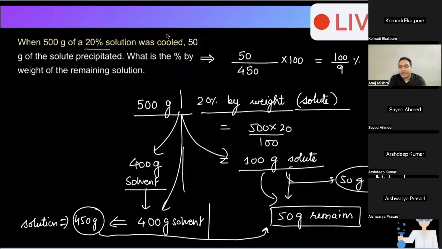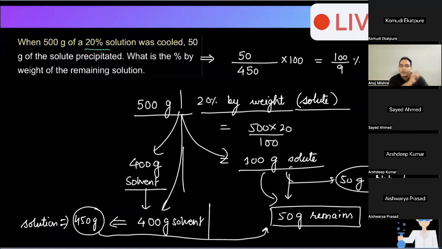So the question started like this: you have some solution. In that there was solute and solvent, but some solute went out. So the remaining solvent and solute, they're asking. Yeah, Kamadi, what is it? Sir, in the question, they have not specified whether it is about solute or solvent.